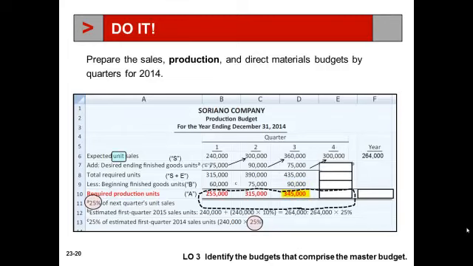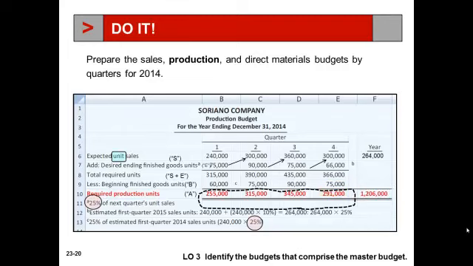Fourth quarter, 66,000 units ending inventory. That's 25% of the next quarter's sales of 264,000 units. Subtotal our total outcome. Subtract out our beginning inventory, prior quarter's ending inventory. In the fourth quarter, we must make 291,000 finished saleable units.